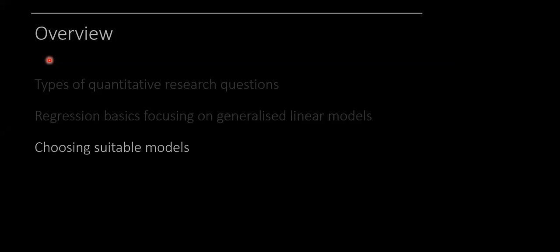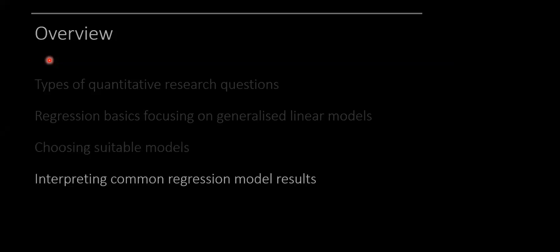A bit about choosing suitable models, so in terms of thinking about what your variables are, and then a bit about some cautions around common but problematic approaches. And then the final long section would be on interpreting common model results, so different types of regression models. What do the results actually mean? How can you interpret them usefully?